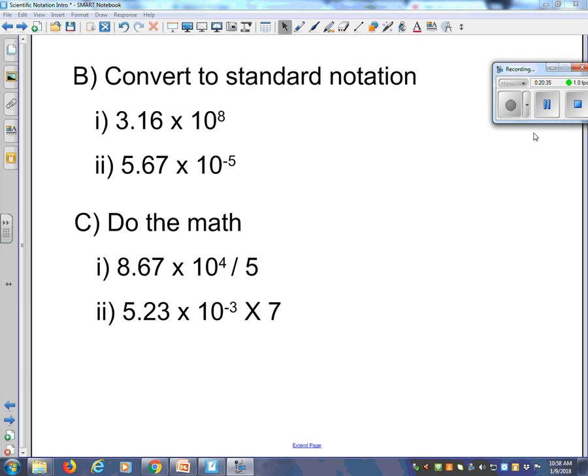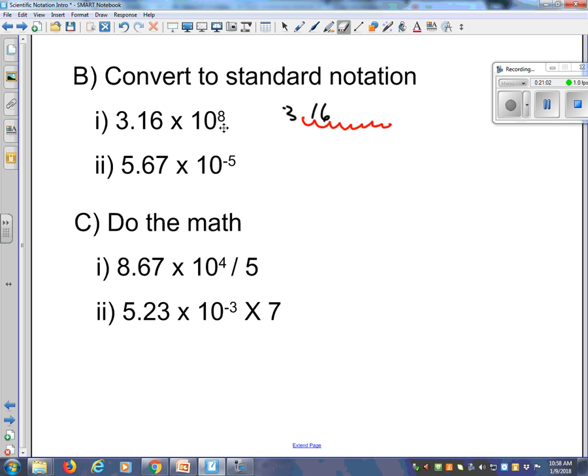Okay, so converting to standard notation, this is 3.16 times 10 to the 8. I haven't actually shown you how to do these, have I? Maybe you figured it out. So that's going to be 316. Now, how do I know how many zeros to put? It'd be really nice if it was just 8 zeros, right? But it's not. It's 8 moves of the decimal point. So you actually have to go 1, 2, 3, 4, 5, 6, 7, 8.